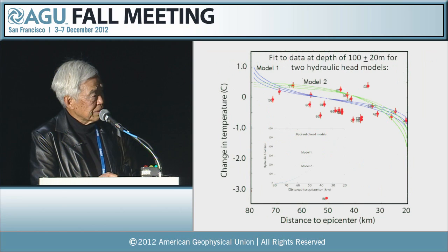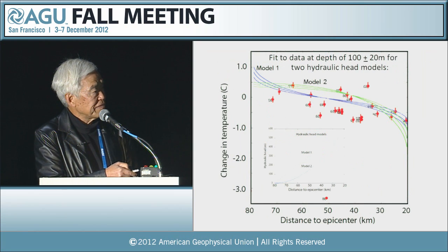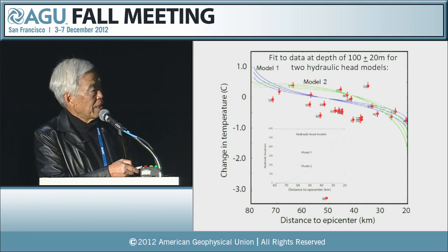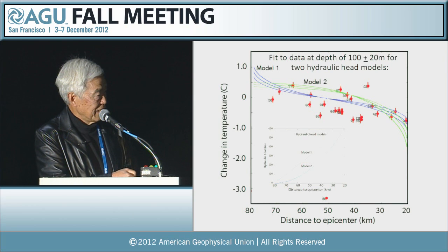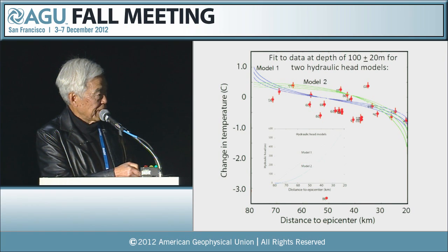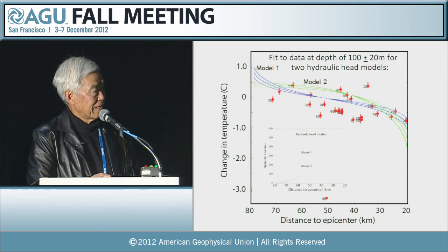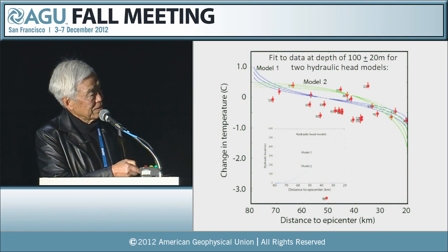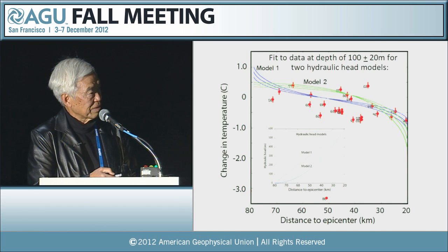And here we show two models for two different hydraulic heads. One is just linearly increasing with distance from the coast to the epicenter. The other one has a dependence on the distance squared. And the data is too scattered to differentiate these two models.